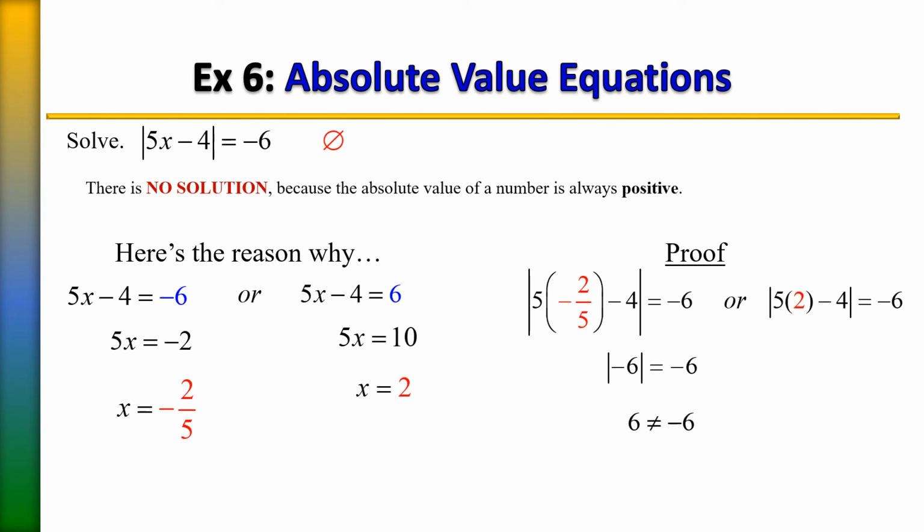And on the other one, if you do 10 take away 4, you're going to get 6, and the absolute value of 6 is 6. It's not negative 6. So you can see in both cases that neither one is a solution because, again, the property states that if the absolute value of a number is equal to a negative, then there's no solution, because the absolute value should always equal a positive number or 0. And so there you have it.